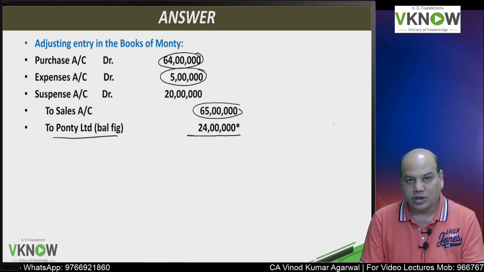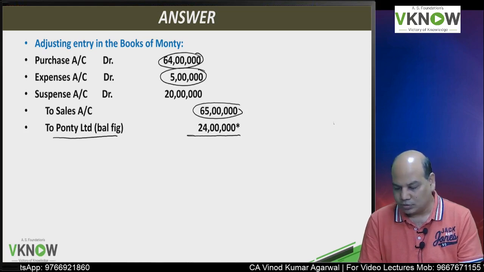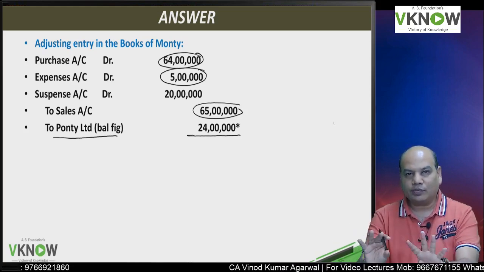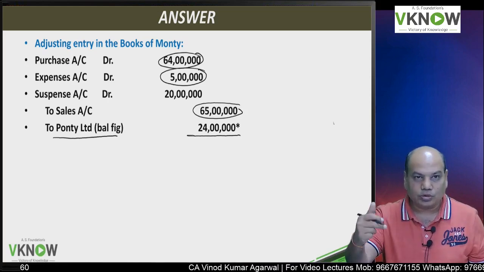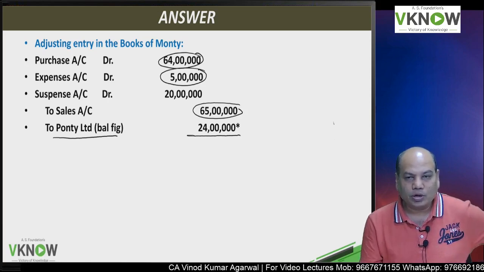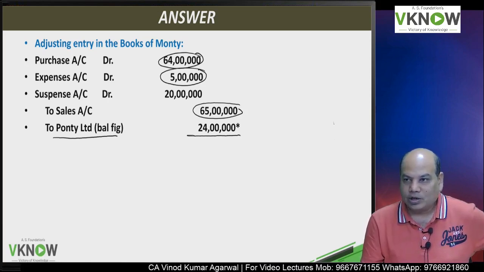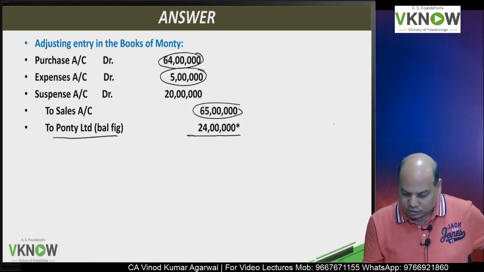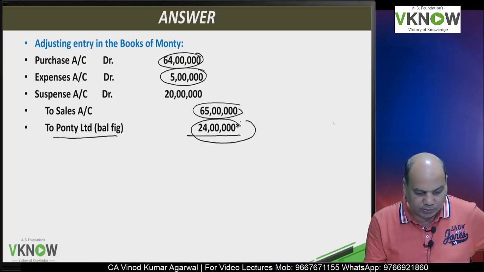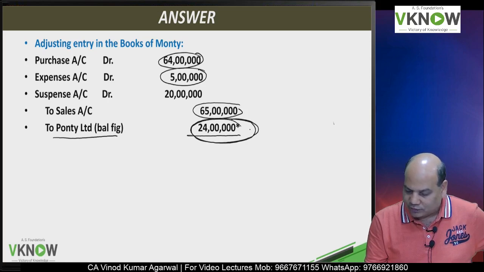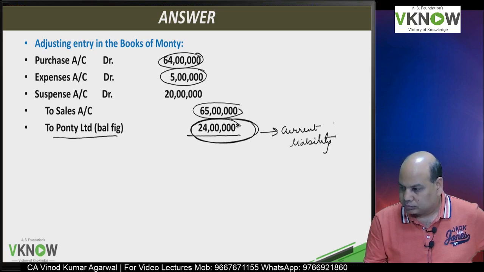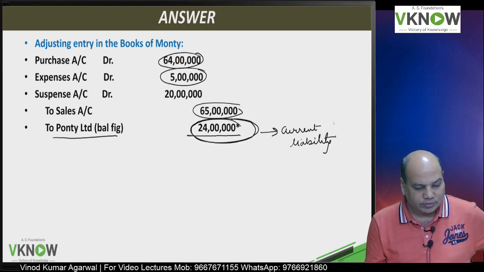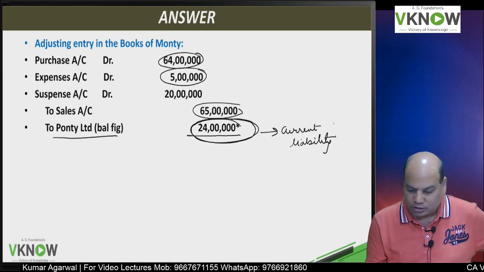So the adjustment will be in the profit and loss account. Automatically the net profit will get reflected in the profit and loss account. Plus, of course, you are also going to record 12 lakh rupees of inventory. Ponty Limited will appear in the balance sheet as a current liability. This is the amount payable to Ponty Limited.